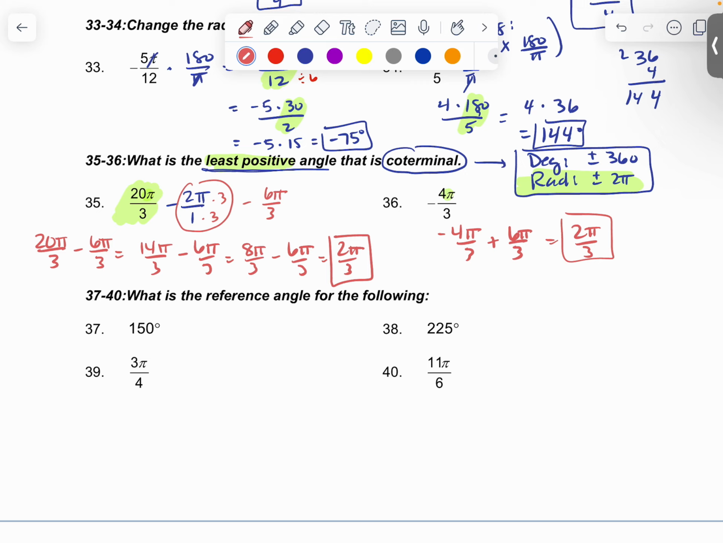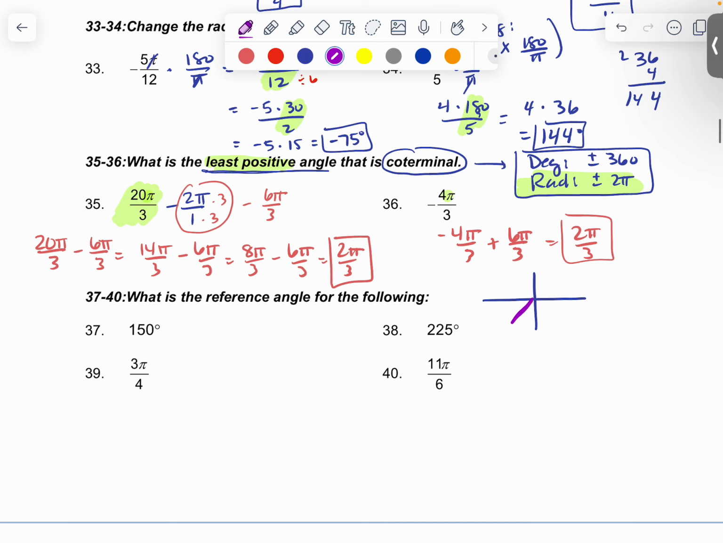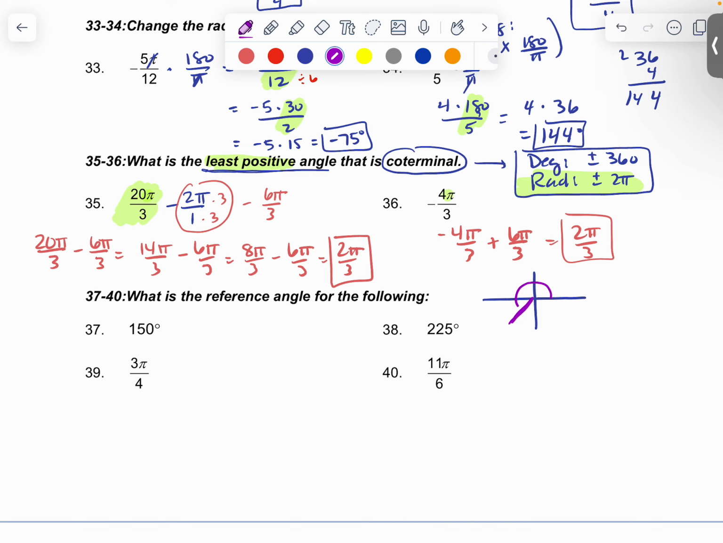Now, reference angles. If you want a little cheat sheet for what a reference angle is, let's say I had a terminal side like here. So that's some angle, right? That just went all the way around. I'm just randomly picking something. A reference angle is an angle that is formed by the terminal side and the x-axis, and you always want to pick the smaller angle, the acute one. That's your reference angle.